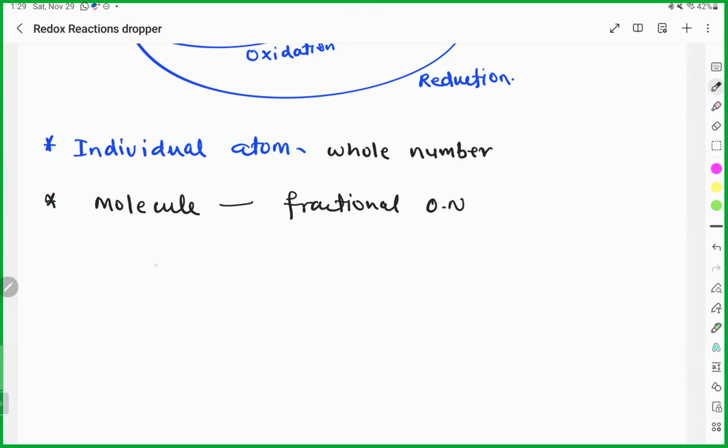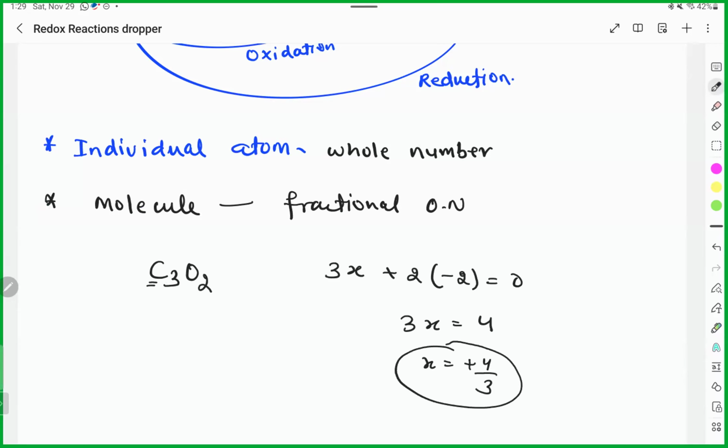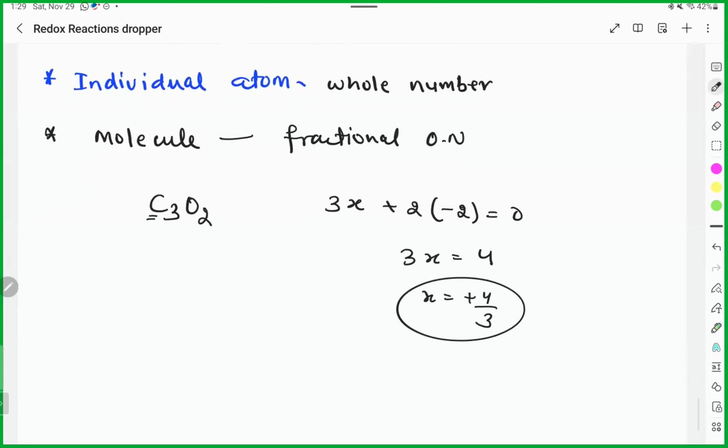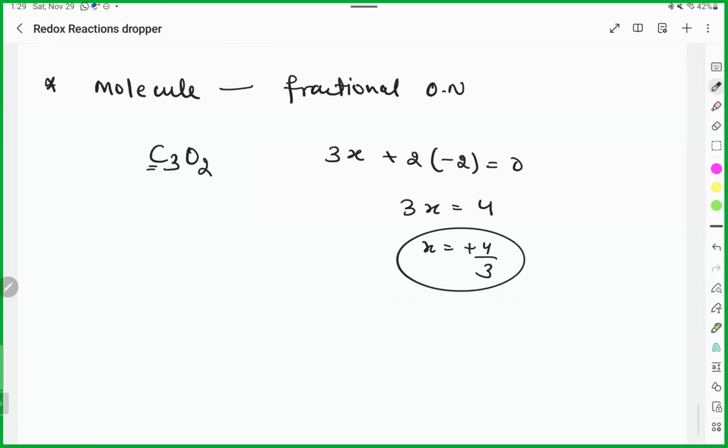How? For example, if you take C3O2 and you want to calculate the oxidation number of carbon: 3 carbon, X, 2 oxygen, and every oxygen has -2 charge, equal to 0. 3x will be equal to 4, so the X value will be 4/3, about 1.3. How is that possible? It is possible because the +4 charge is distributed between 3 carbon. See, first carbon, second carbon, third carbon, oxygen, oxygen.